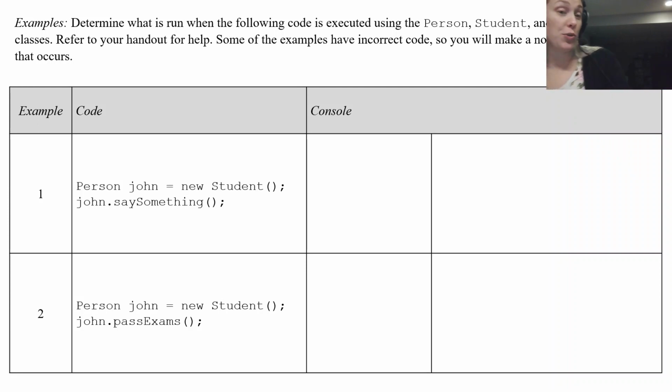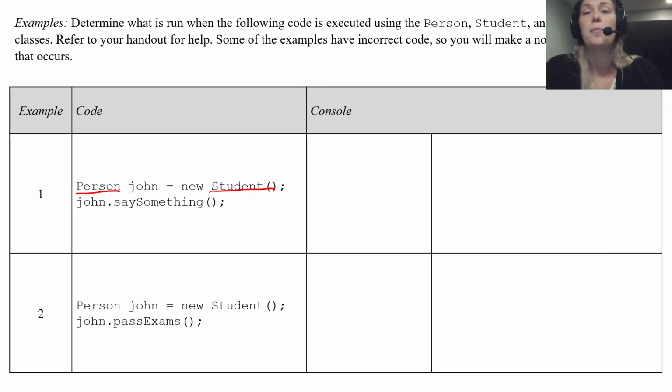Person John equals new student. First, this is a legal upcast. I got my parent as declared and my child as created. Perfect. So that's legal. Next, John is going to try to say something. Now, the say something method is in the person, student, and AP student classes.